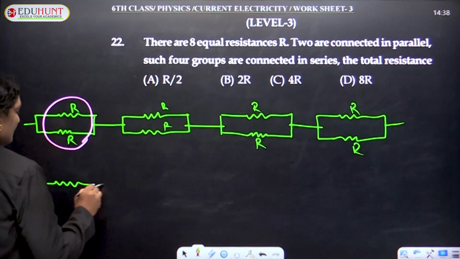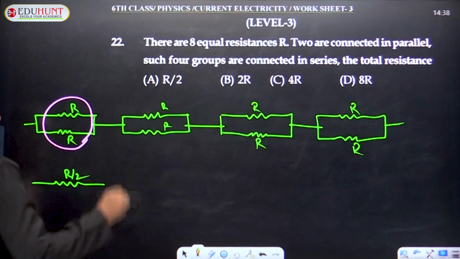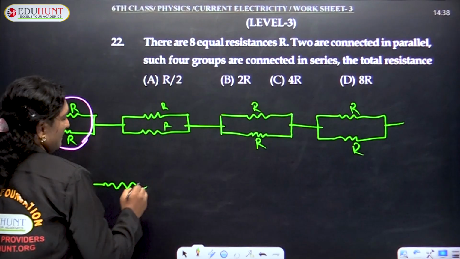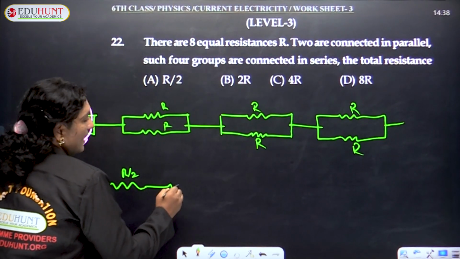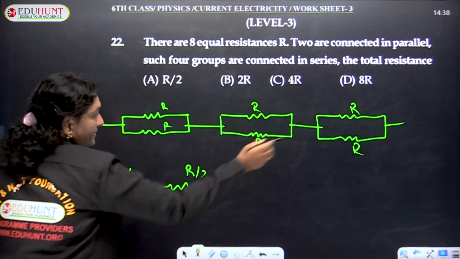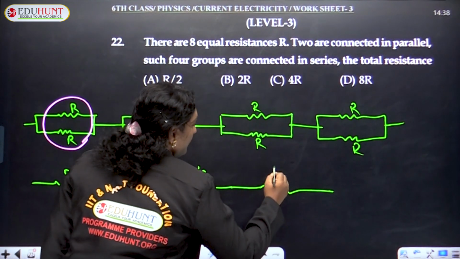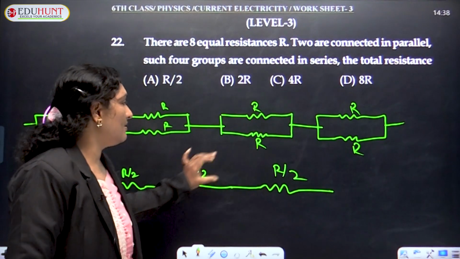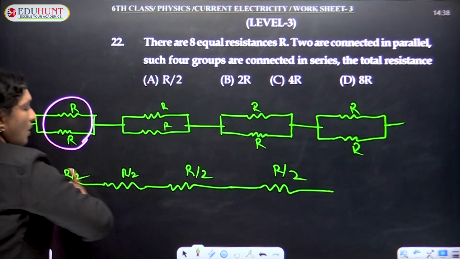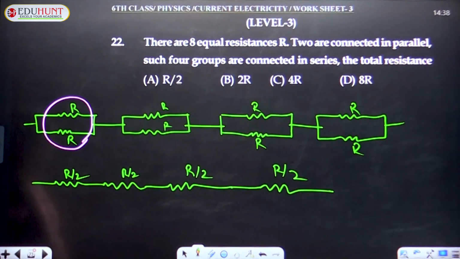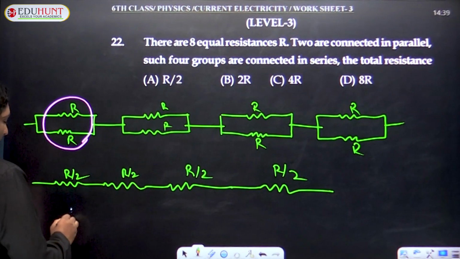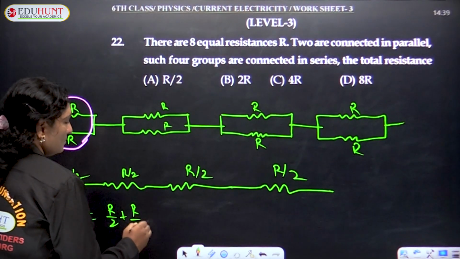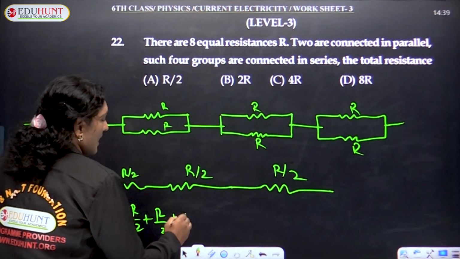Overall, the 2 resistances after combination, you are getting as R by 2. R and R, R by 2. Here also R and R in parallel means you are getting R by 2. There also R and R, R by 2. And the last one R and R, R by 2. So, this value R by 2, this value R by 2, this value R by 2 and this value R by 2. As all the 4 are now connected in series, the net resistance in series will be R by 2 plus R by 2 plus R by 2 plus R by 2.